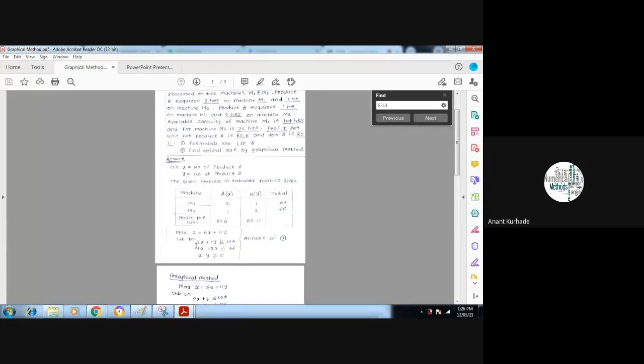Now, what is z? Put these values of x and y in the given objective function. So it is 6 into 24 plus 16 into 11. That will be your final answer.